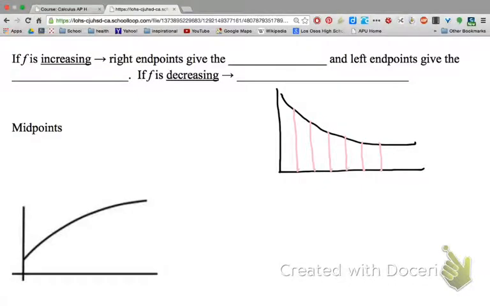So remember, if f is increasing, those right endpoints will give the upper sum, as we stated up above, and the left ones will give the lower sum, again, as we stated up above. But if I change that and I make my function a decreasing function, so there's my curve f of x, then it switches.